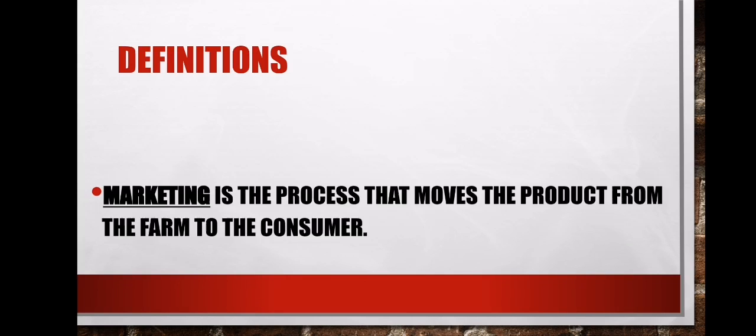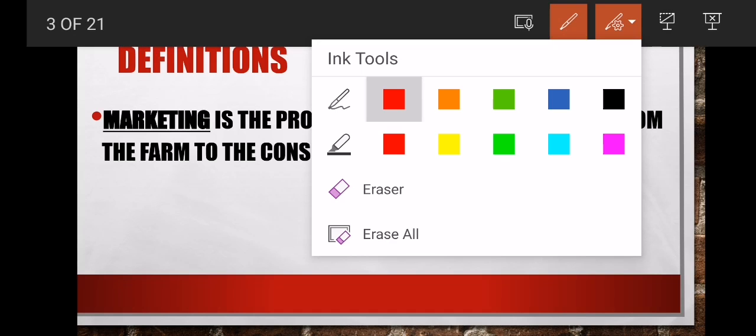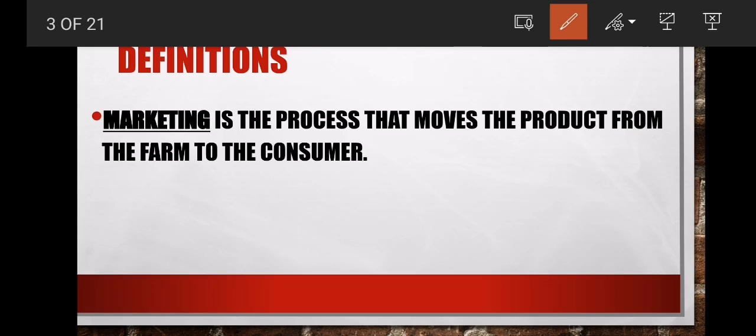We said we have marketing. When we talk about marketing, we say this is a process. This process moves a product from the farm up until it reaches the consumer, at the market. So this is a process of moving a product from the farm to the consumer. This process can involve a few steps.